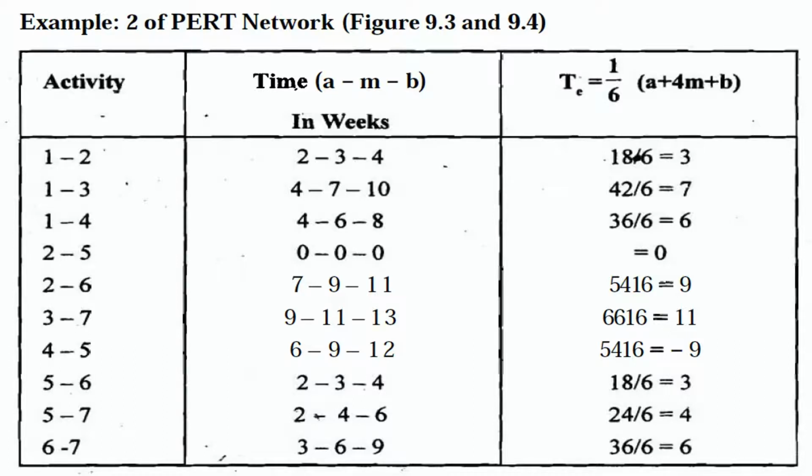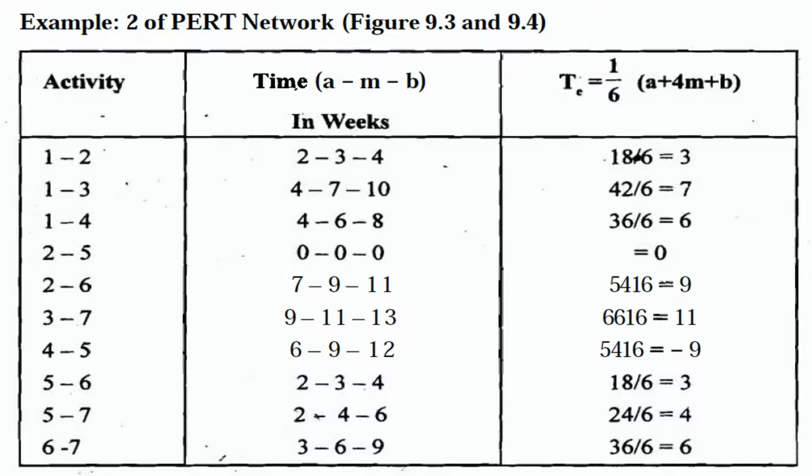So in this particular case, for 4, 7 and 10: 7 times 4 is 28, plus 10 is 38, plus 4 is 42, and dividing it by 6, we get 7. That was for activity 1 to 3. Likewise, the estimated times for all the various activities are calculated.